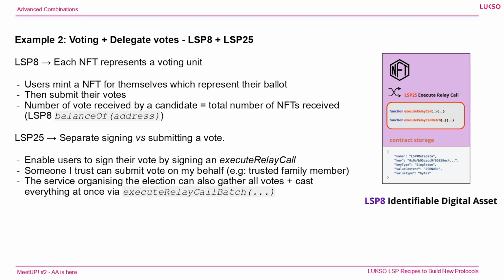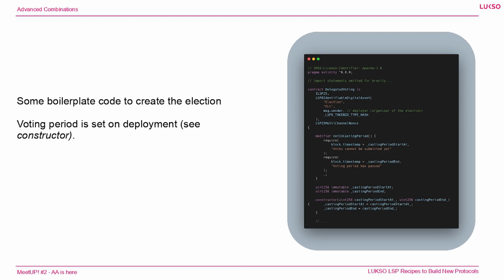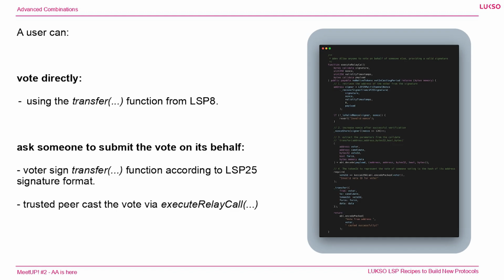and it can do a system where it can give a transaction to someone that it trusts, for instance, a family member. Like if you are in another country and you want to vote at your election, you can ask a family member to vote on your behalf. And then this person that you trust, so for instance my sister, can submit the vote. Or the service, the organization, can gather all the votes and cast all of them at once with execute relay call. So yeah, it's either you vote directly or you can ask someone else to submit the vote.